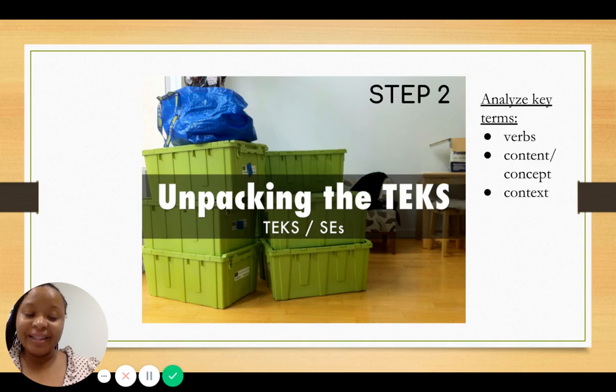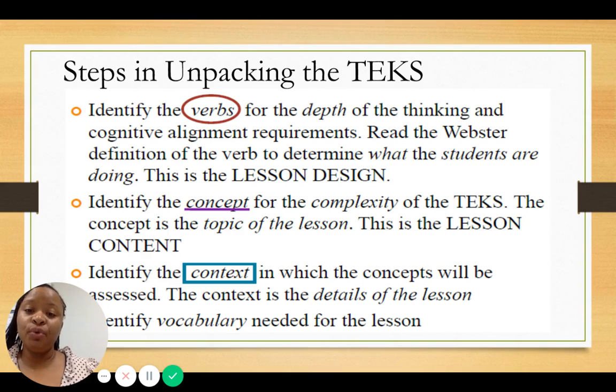Now, the next step is to analyze key terms that are found in our TEKS. So there are 3 things that you really need to zero in on when you're looking at your TEKS. You want to make sure you identify your verbs. We typically circle verbs. So you want to identify what those students need to be able to do. That's what the verbs are. Verbs are action words. What actions do the students need to be able to perform? We need to identify the concept. This is generally the topic they're studying, the main point of whatever you're covering. And we typically underline those.